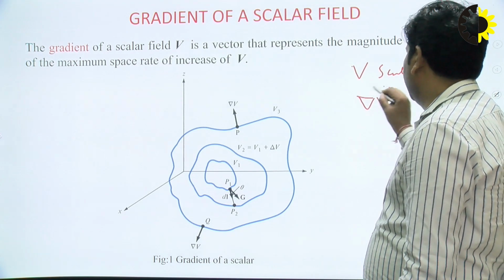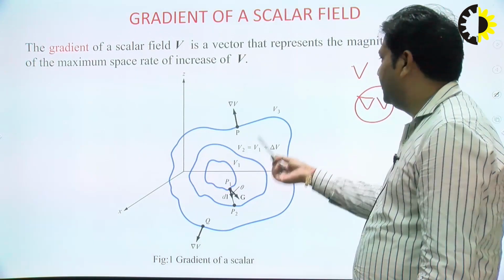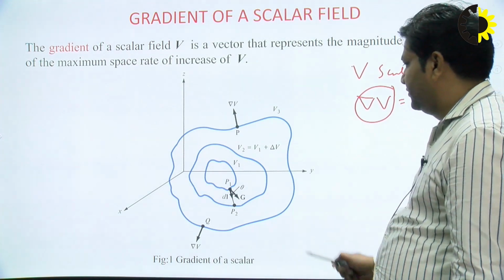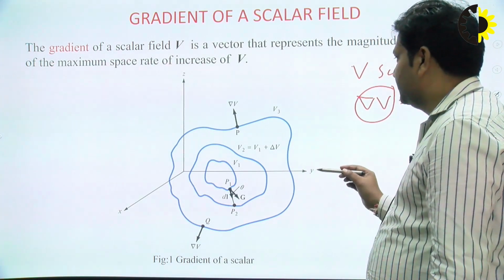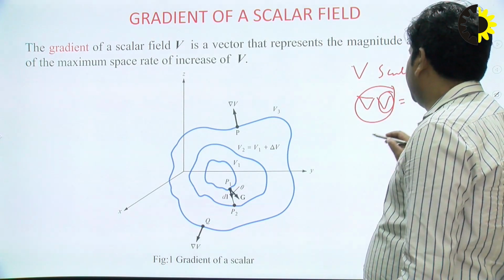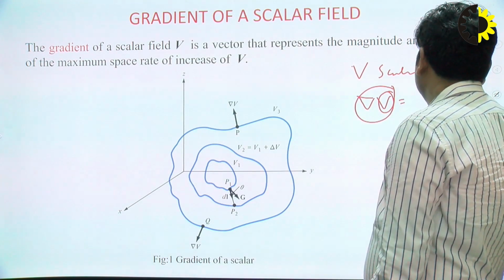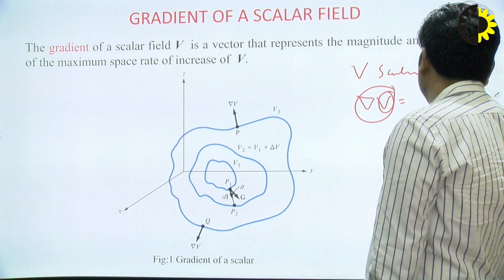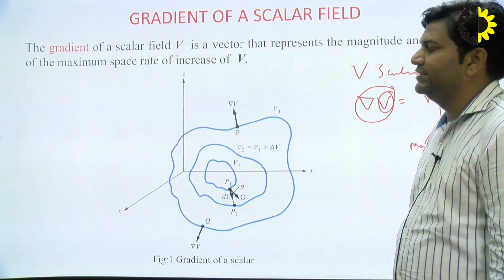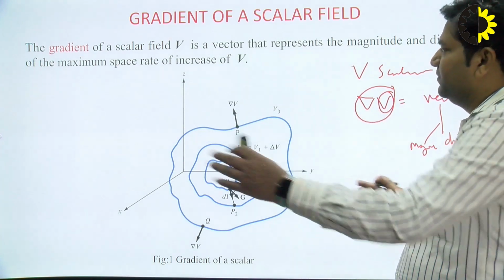So the gradient of that particular scalar field defines how much rate the scalar field increases. That means if we are given a scalar quantity V and we find its gradient, this gives a vector quantity, which has both magnitude and direction. So the gradient of any scalar field defines how much it increases at the maximum space rate.